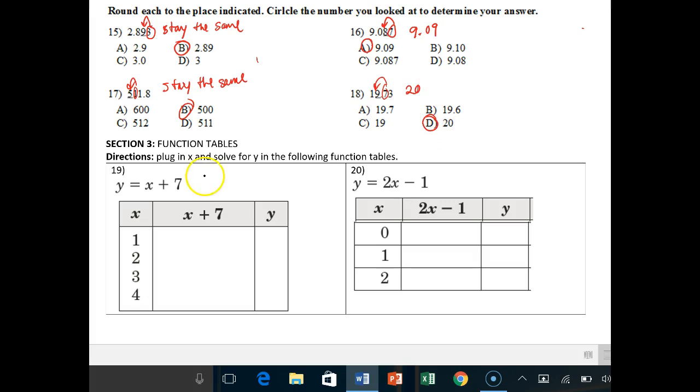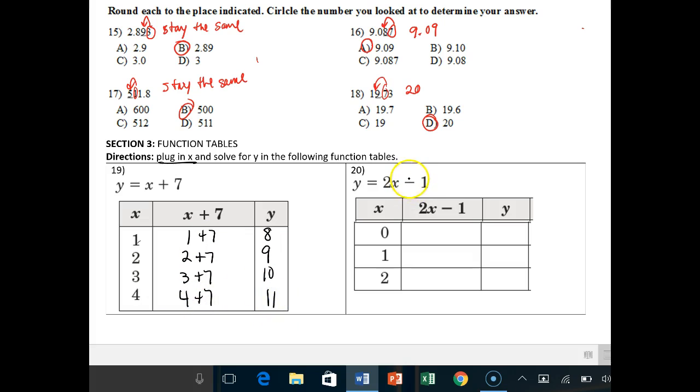All we were doing on these problems were plugging in, guys, plugging in to solve for x. So on this one, they wanted you to plug in 1, so it should be 1 plus 7 is 8. 2 plus 7 is 9. 3 plus 7 is 10. And 4 plus 7 is 11.